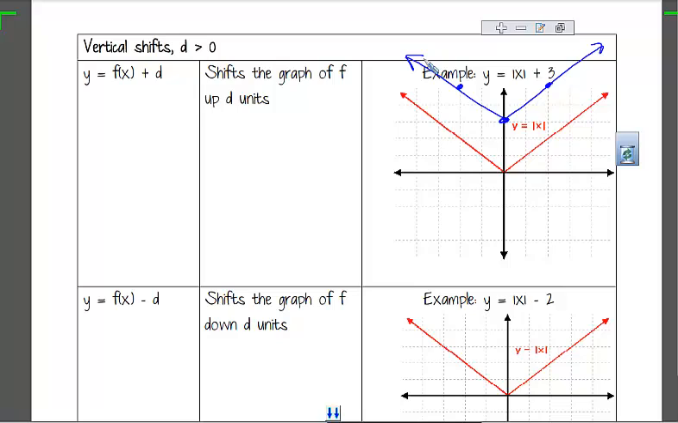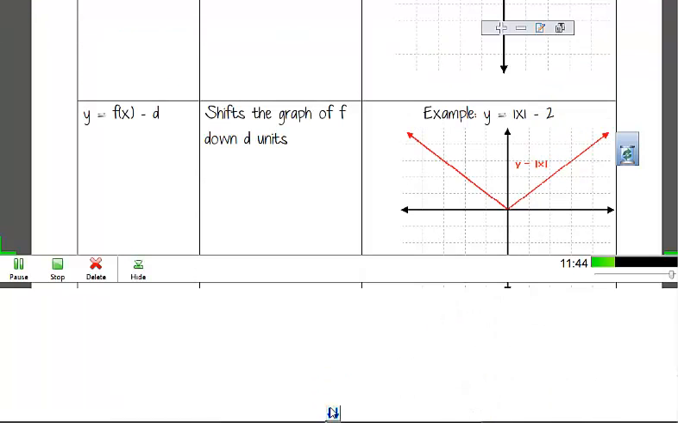Versus if we say f of x minus d, then that's going to cause the graph to shift down d units. Or in this case, it would shift down 2 units. So here's my basic graph of absolute value of x. Take it down 2 units. And so without having to plot points, not really, a table of values or anything like that, we've got our graph. Okay. Questions about that?